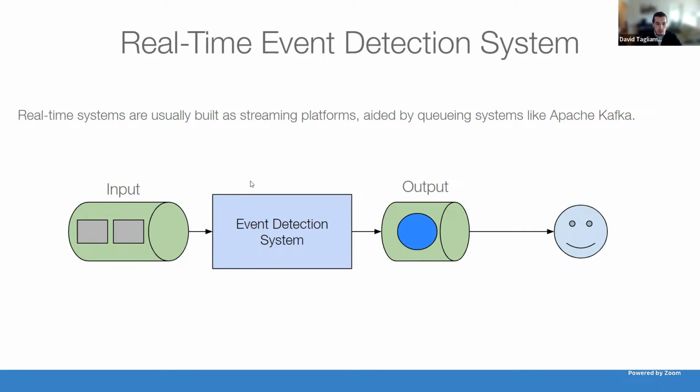Typically, they follow the structure where you have an input queue. This could be images, it could be text. This gets ingested by some event detection system, which then emits events of interest. Now, the context of this talk and how we built this work is in the physical security space and specifically on vision, but you can imagine building these systems in a lot of other domains.